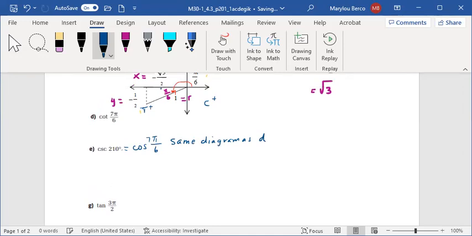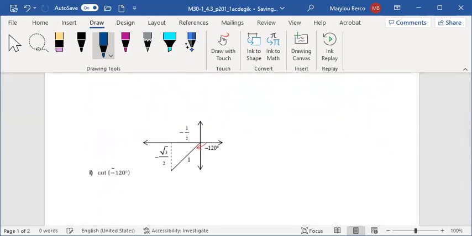So cosecant 210 equals r over y, which is equal to 1 over negative 1/2. So this will be equal to negative 2. Okay, sorry for the mix-up there.